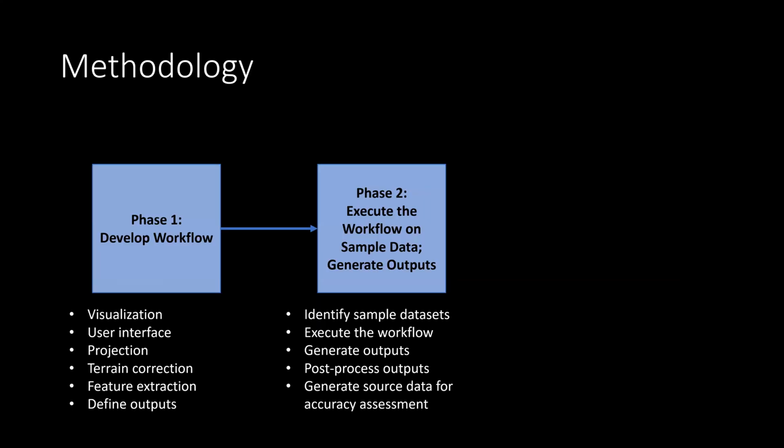So as you can see, we've got the workflow working, which really was the big challenge for this, and it's working pretty well. So phase 2 is to execute the workflow on some sample data and generate outputs. And basically what we're looking to do is just run the workflow on some data sets that are going to set us up for success in terms of being able to conduct the positional and thematic accuracy assessments.